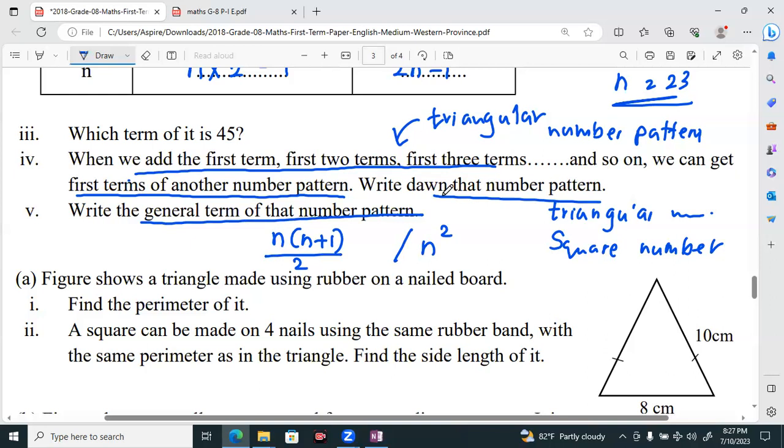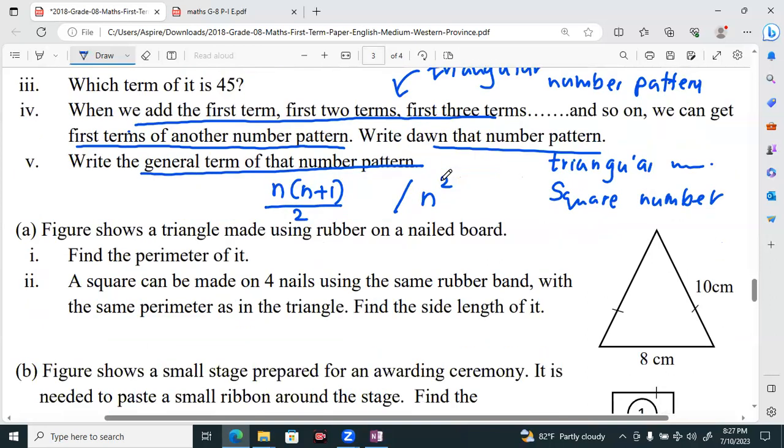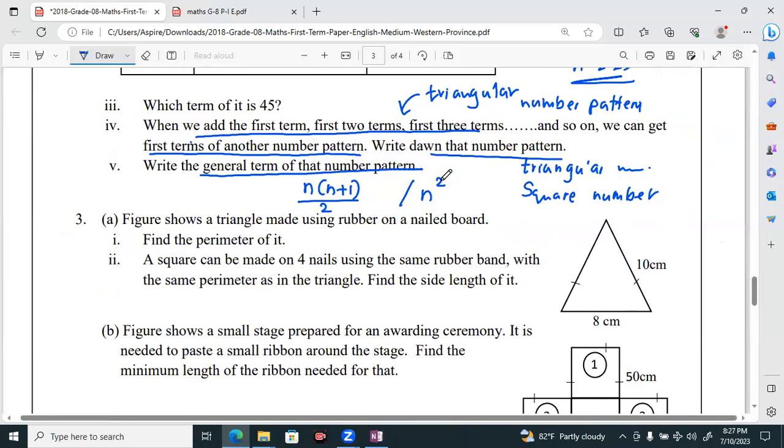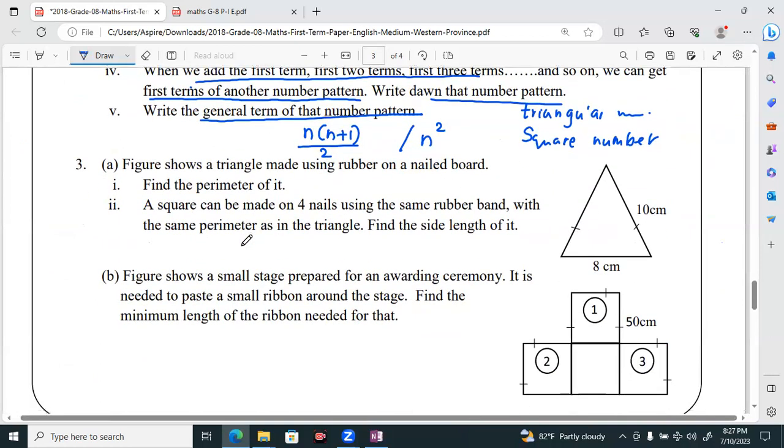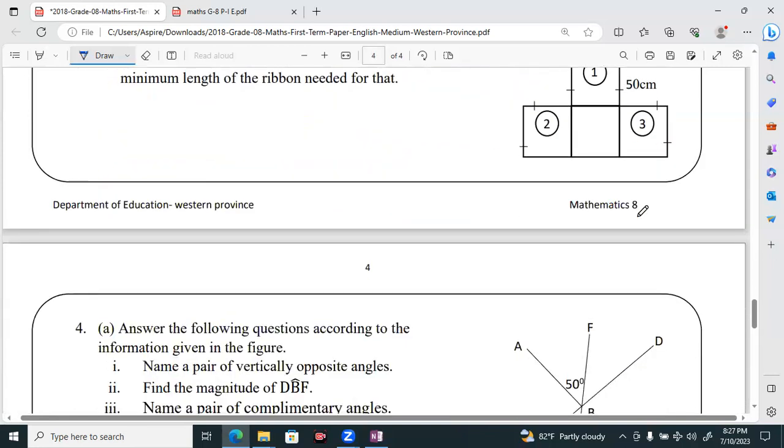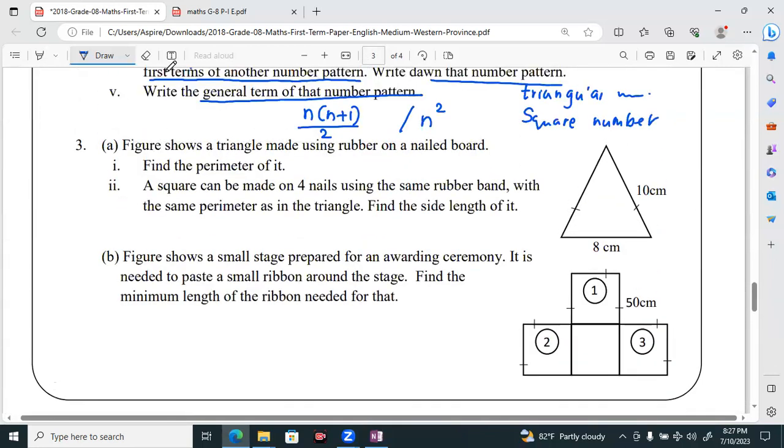Third one. A figure shows a triangle made using a rubber band on a nail board. Find the perimeter of it. What is the perimeter of it? Okay, I will give you some minutes. You can try this one. Try the third one.